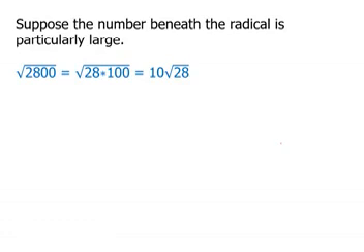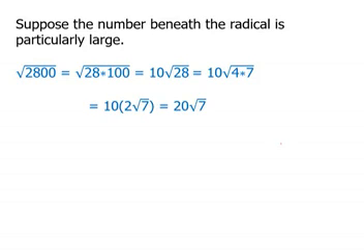So square root of 100, of course, is 10, so this just becomes 10 root 28. But 28 I can also simplify. That's 4 times 7, and the square root of 4 is 2. So it's 10 times 2 root 7, or in other words, 20 root 7. And that is, in fact, the fully simplified form of the square root of 2,800.